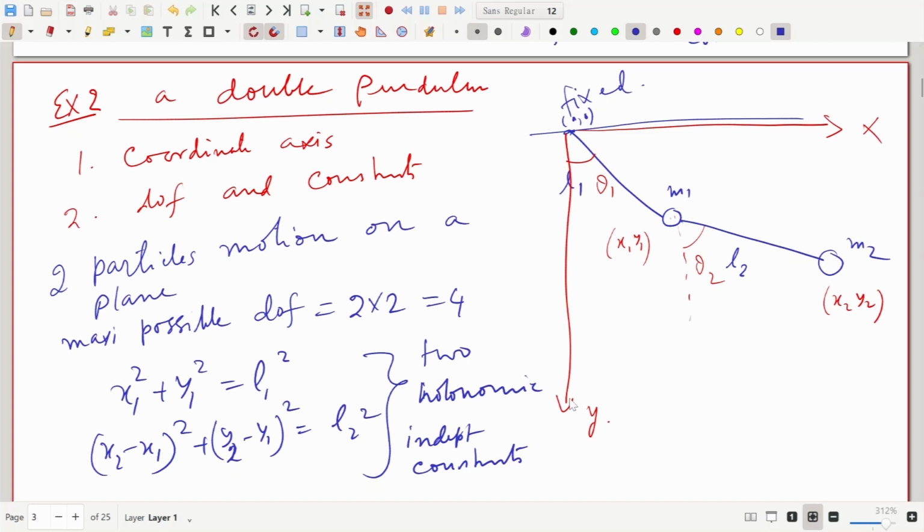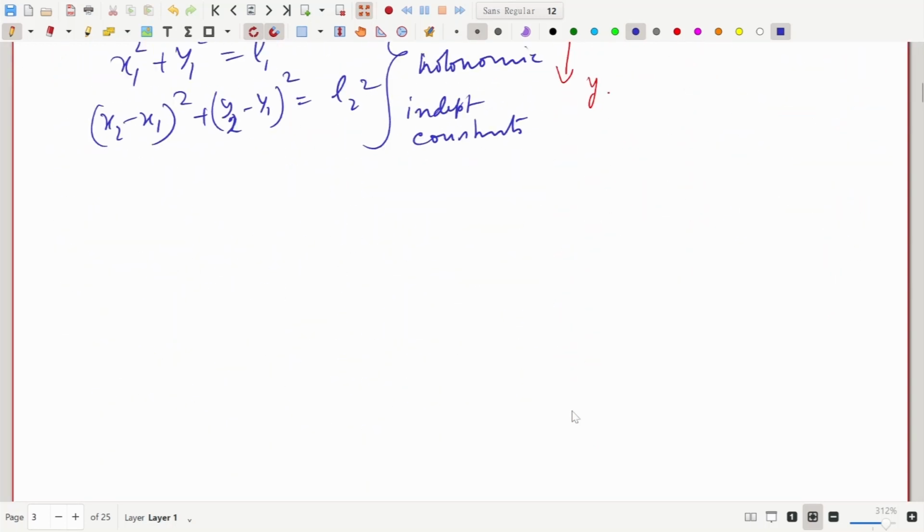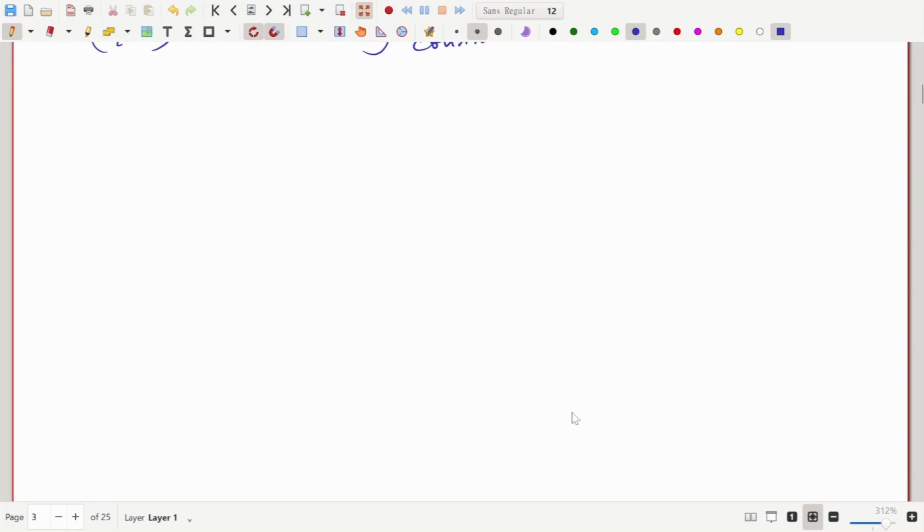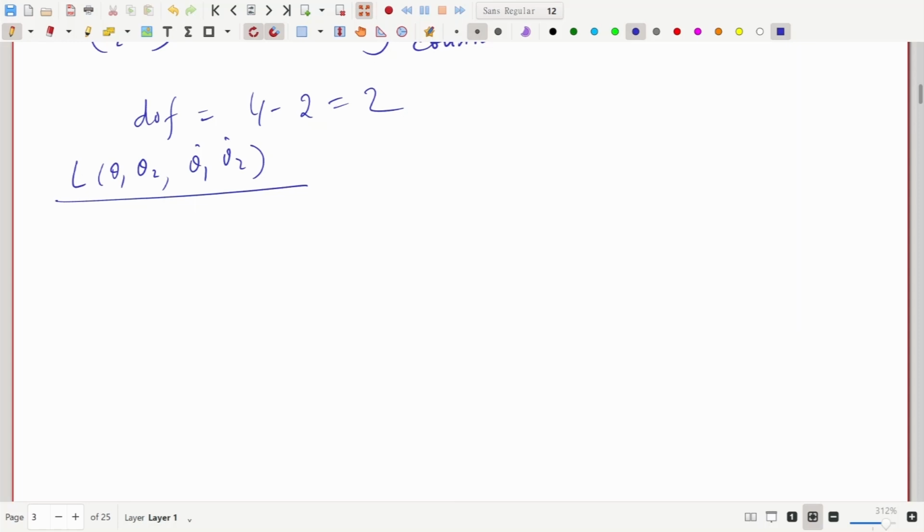So the actual degrees of freedom for the double pendulum will be 4 minus 2, which is 2. So whatever Lagrangian we find at the end will have only 2 degrees of freedom, and we can see very naturally that it will depend on theta 1, theta 2 and theta 1 dot, theta 2 dot. That will be the structure of the final Lagrangian.